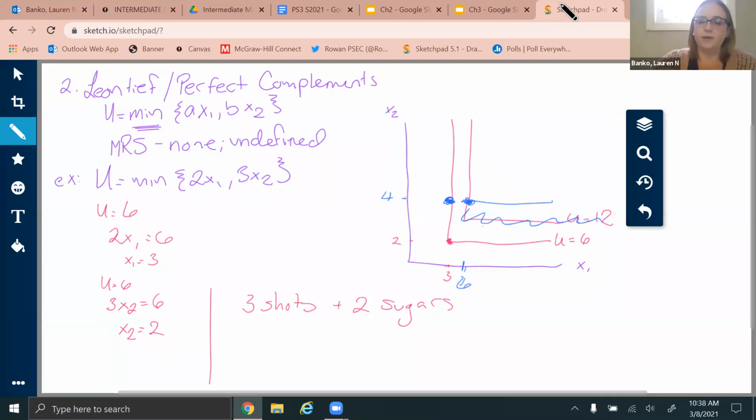All right, so you need to know what these L shapes look like, and you also need to know what the formula looks like, the minimum.